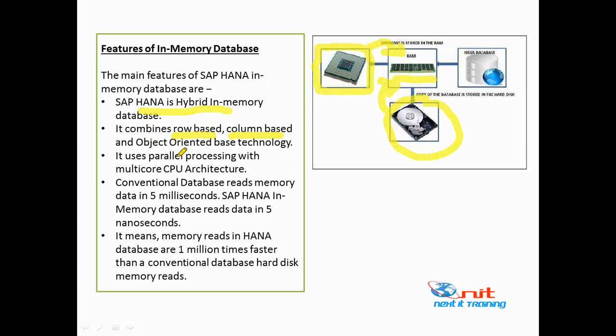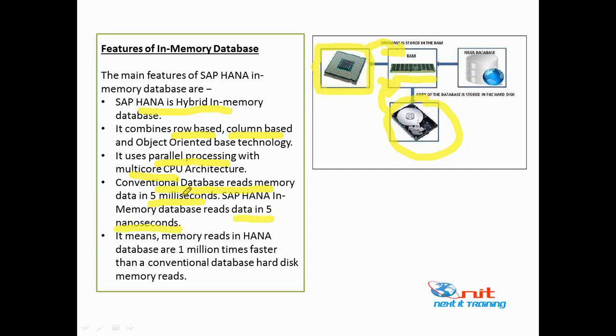It uses parallel processing with multi-core CPU architecture. Yes, we just discussed that. With multi-cores, every single task will be split up into multiple parallel processes, so it can go across multiple areas and fetch the data. If you see here, a conventional or regular RDBMS database reads memory data in 5 milliseconds, whereas SAP HANA in-memory database reads data in 5 nanoseconds.